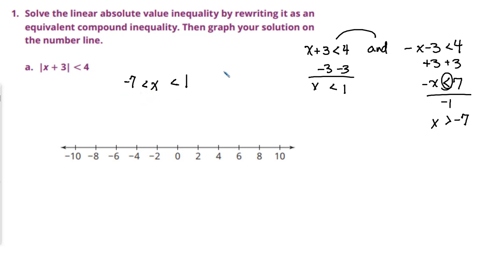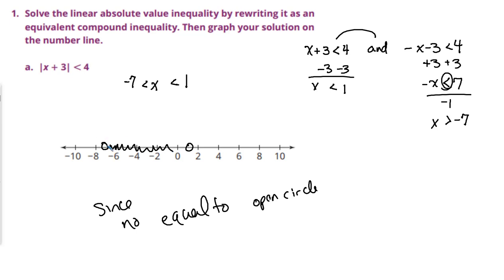Since there is no bar, then it's an open circle. And so at negative 7, I'm going to put an open circle. And at 1, I'm going to put an open circle. And we're going to shade because greater than negative 7 is going to shade this way. Less than 1 is going to shade that way.